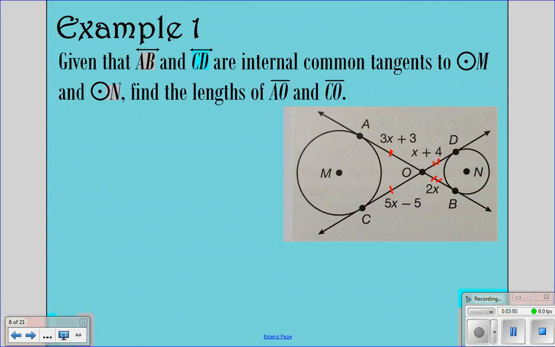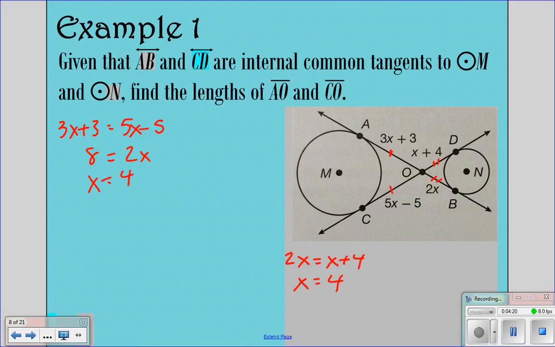So we can say either 3x plus 3 equals 5x minus 5, and you can solve that for x. Or you could do 2x equals x plus 4. You can set this segment equal to this one, or this one equal to that one. Either way, you'll have to find your x value, and you're going to get that x equals 4. Or over here, you would get that 2x equals 8, and so x equals 4.